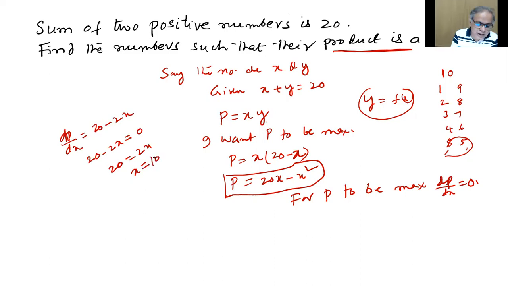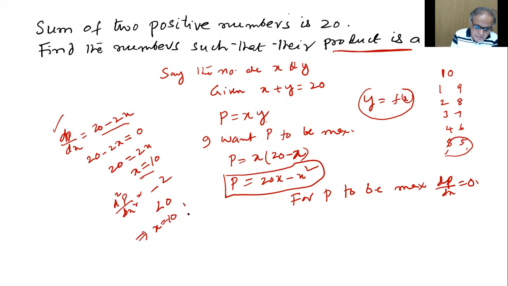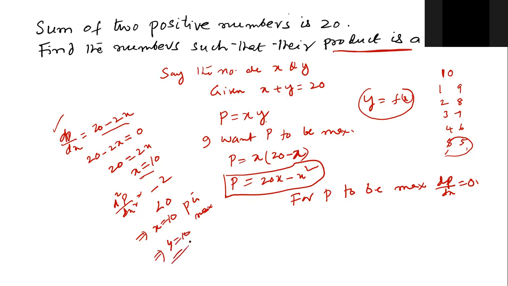But remember, I don't know whether it is maximum at x equals 10 or not. Find out the second derivative. d square P by dx square equals 0 minus 2, isn't it? So less than 0. It implies that at x equals 10, P is maximum. If x is 10, y is also 10, right? Yes. That's how I use differentiation to find out that problem.